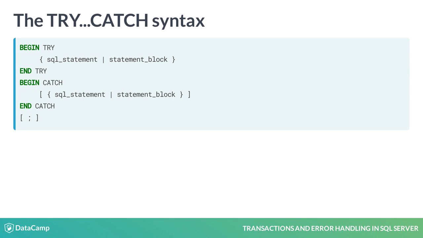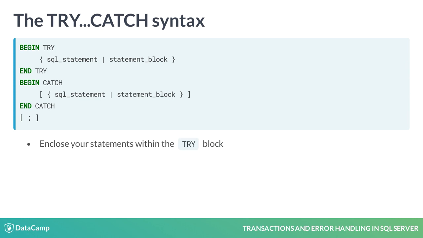If you have experience with other programming languages, this syntax may look familiar to you. With this try-catch structure, you can implement error handling. A try-catch structure is made up of a try block and a catch block. A try block starts with begin try and ends with end try. A catch block starts with begin catch and ends with end catch.